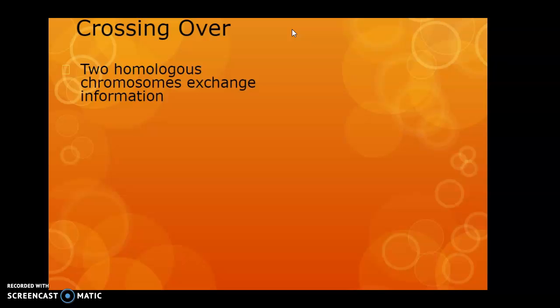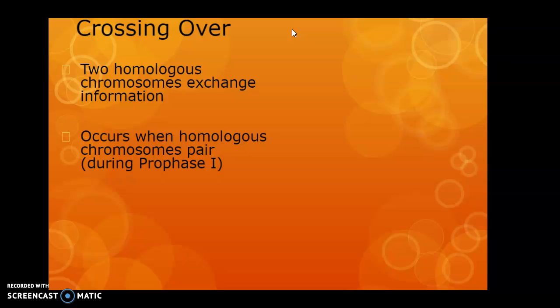You might remember earlier we said that homologous chromosomes pair. That's very early on in meiosis 1. When those homologous chromosomes pair, they can trade pieces of their chromosome. And as long as it's an even trade, then it is fine. It actually contributes to genetic variation. So they're actually going to switch pieces of information.